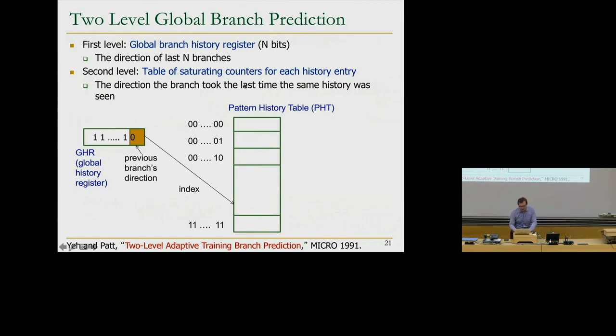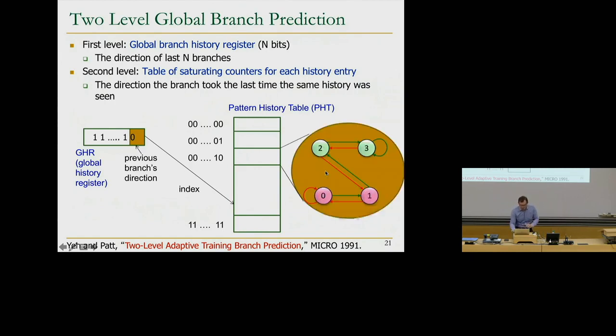And all of these values over here encode different histories. This is the case where all of the bits in the history register are 0. This is the case where all of the bits in the history register are 1, which means that if you have n bits in your history register, you have 2 to the n entries in the pattern history table, clearly. And if you see the same history again, you're going to do whatever you did the last time, subject to however you update these bits in the state machine.